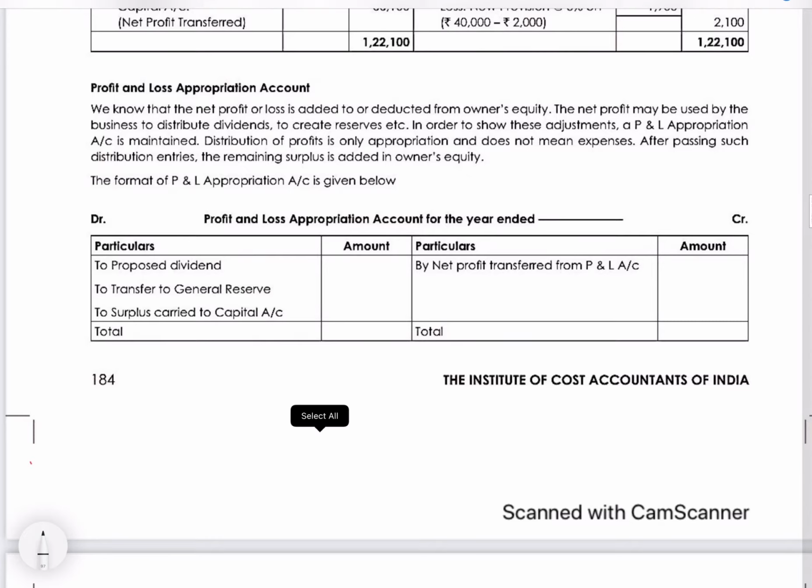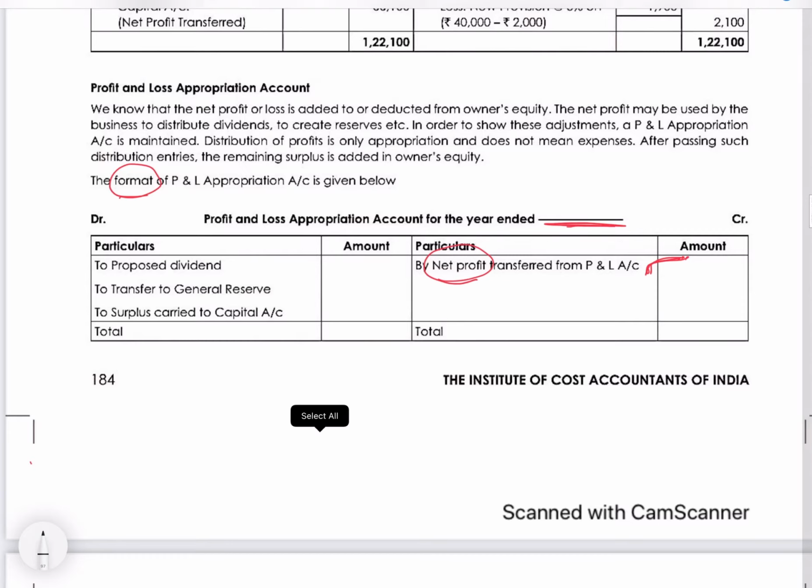So the profit and loss appropriation account pro forma, or format, is given here. Profit and loss appropriation account for the year ended, whatever the date is, with debit and credit sides. Now we have the profits in hand, which we have got from the P&L account. So from the P&L account, we brought the net profit down here. And that profit, how are we appropriating it?